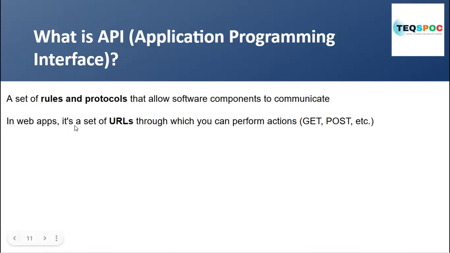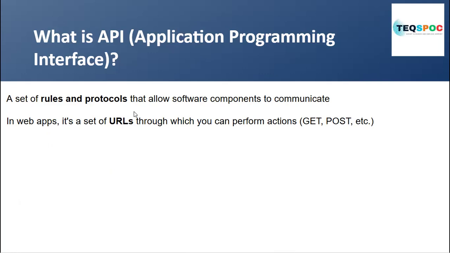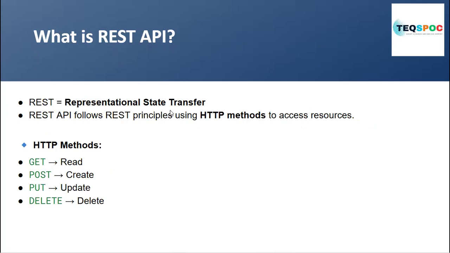In a web app, it is a set of URLs through which you can perform actions related to HTTP, like get, post, put, update, delete. That is the basic thing. So now this is an API, and there is one form, or type, of API that is called a REST API.